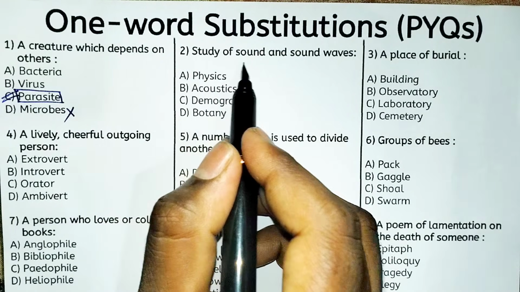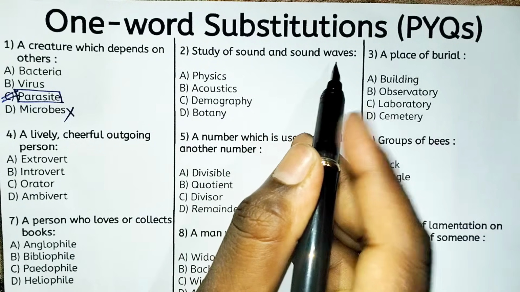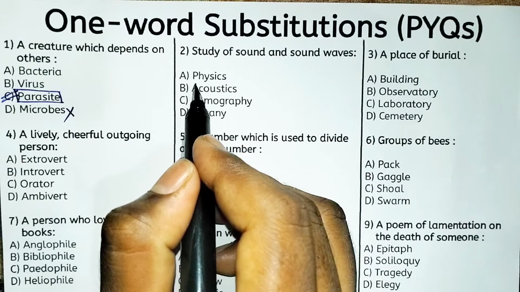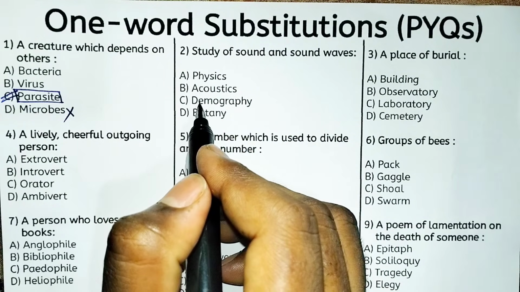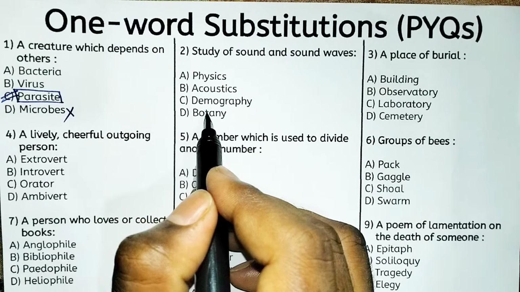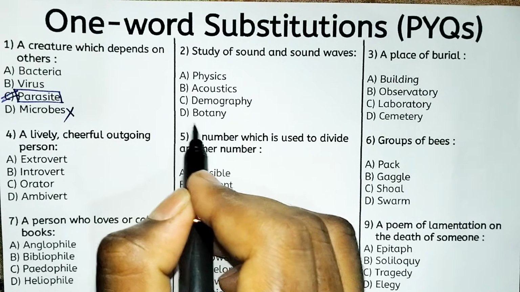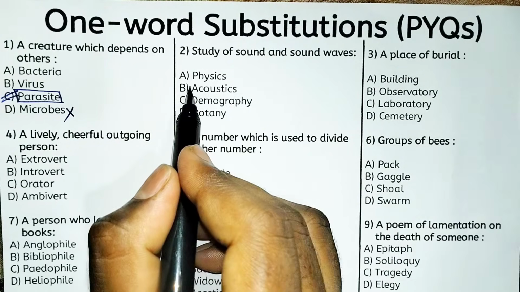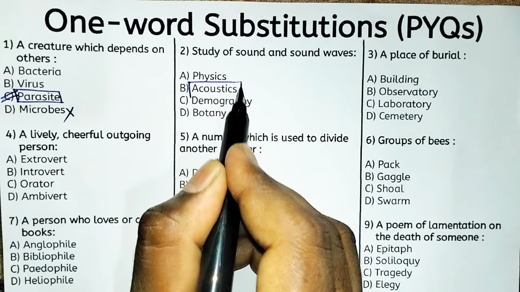Next, study of sound and sound waves. Option A, physics. Option B, acoustics. Option C, demography, or option D, botany. The right answer is option B, that is acoustics.